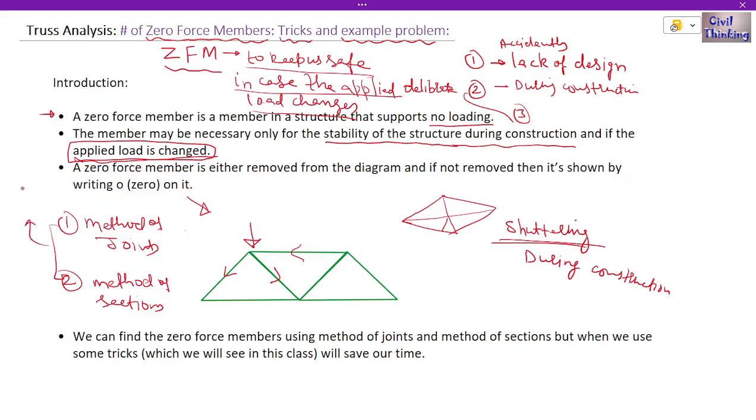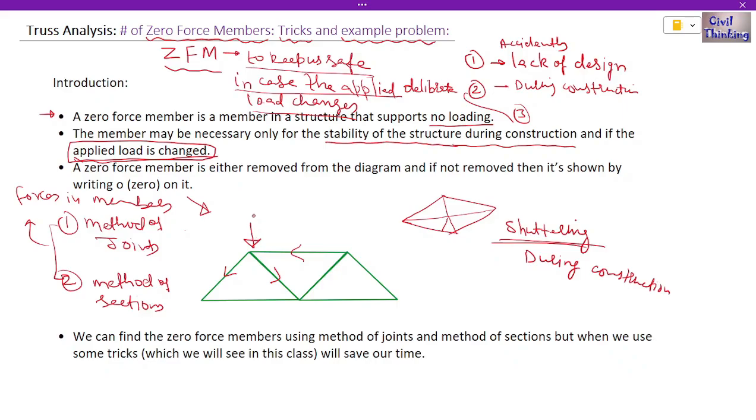We find forces in members with the help of method of joints and method of sections. I have already made a video lecture on method of joints and method of sections. If you want, you can watch that. I will also provide the link in the description. With the help of these, we can find the forces if they exist.